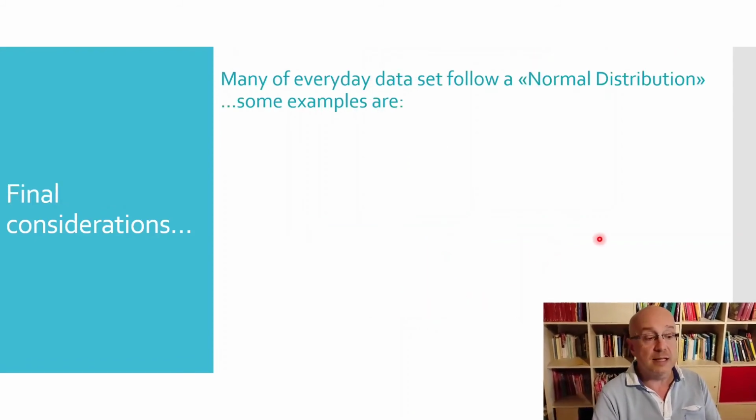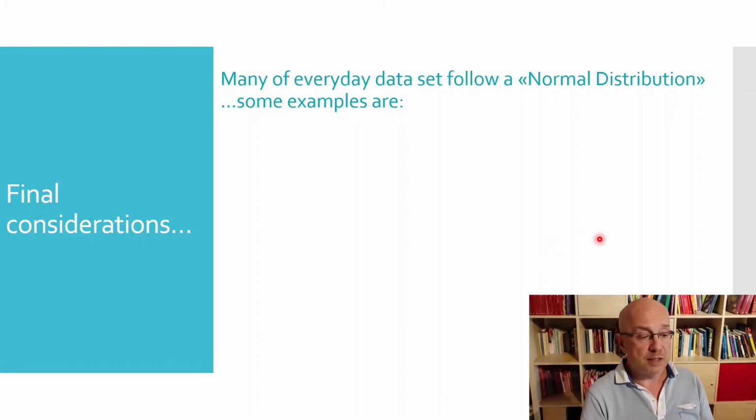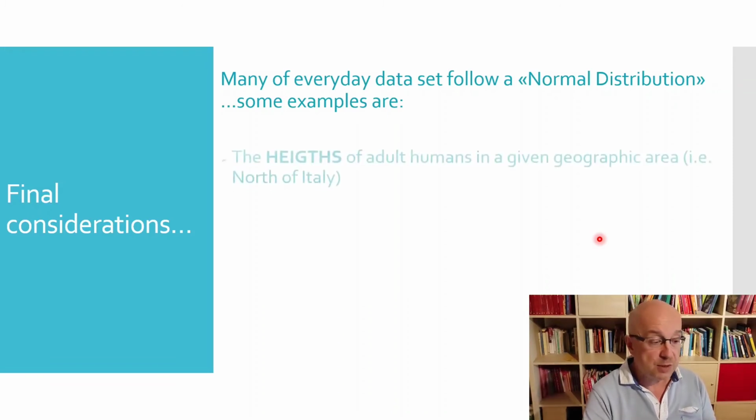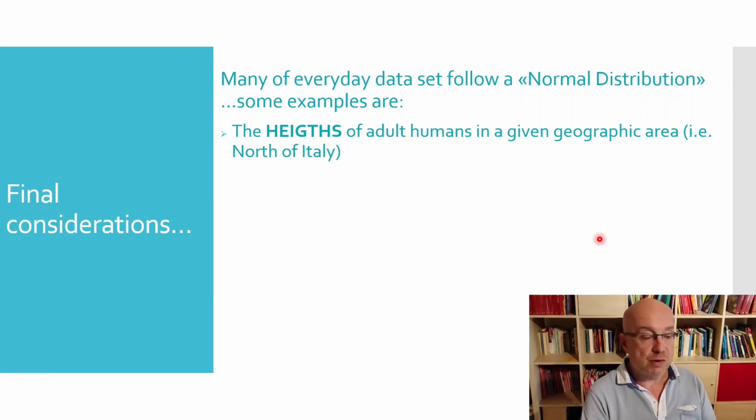And a final consideration is that many everyday data sets follow a normal distribution. The normal distribution is present everywhere. Many everyday life data sets follow a normal distribution. Some examples are the heights of adult humans in a given geographic area. If you take, for example, 100 people in the north of Italy, and you measure the height of each person, and you plot the data on a set of Cartesian axes, you will see that plotting the heights will result in a normal distribution, or in a distribution of data which reminds us immediately of the Gaussian curve, the bell-shaped curve.